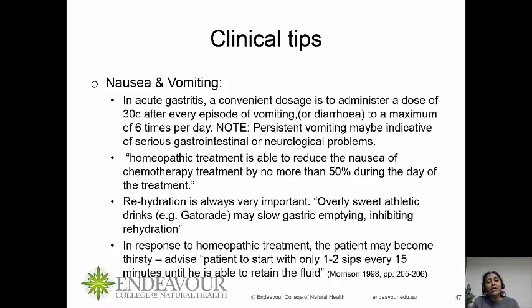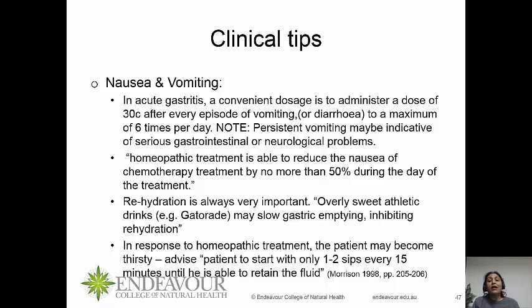Now, rehydration does not mean drinking overly sweet drinks like Gatorade which has got a lot of sugar. When there is a lot of sugar in it, it contributes to dehydration more than rehydrating. And this excessive sweetness may also slow the gastric emptying.